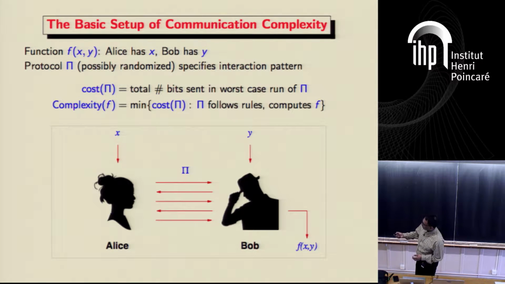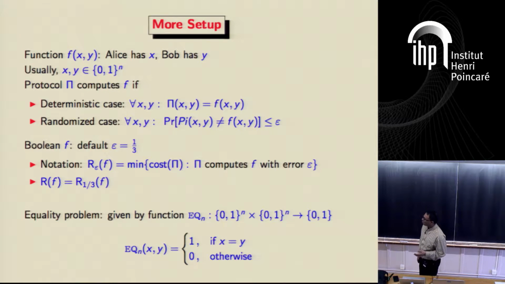I've also said that this protocol pi needs to follow certain rules. The rules may specify that everything is deterministic, or that the players can use randomness, or that the players can use some kind of shared randomness. These are different rules for how the protocol is allowed to operate, and depending on which rules are being followed, you have different notions of complexity of the function. I'll throw a lot of notation at you in a moment, but this is the general setup. Whenever we have a cost measure, we have a corresponding complexity measure that we can define.